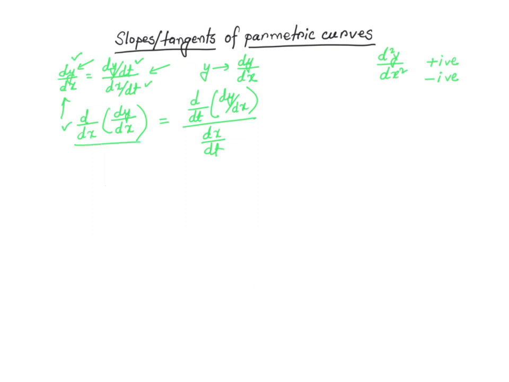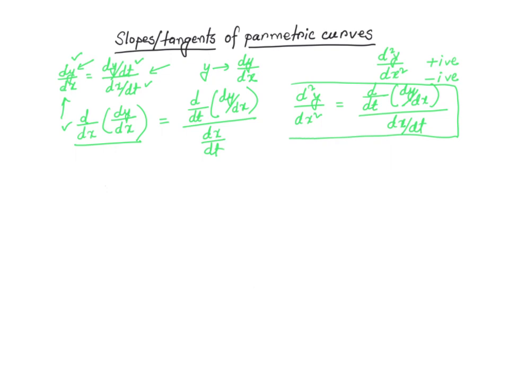This, by the way, in essence, is the formula for the second derivative. So the left-hand side is nothing but d square y over dx square. That is going to be equal to d over dt of dy over dx, all of it divided by dx over dt. Now, this formula we are going to use to find the concavity.